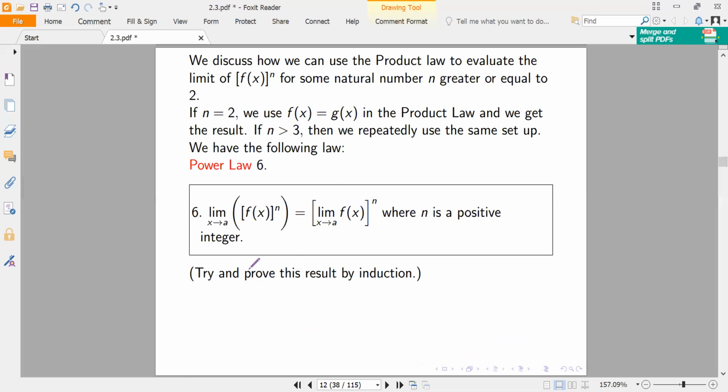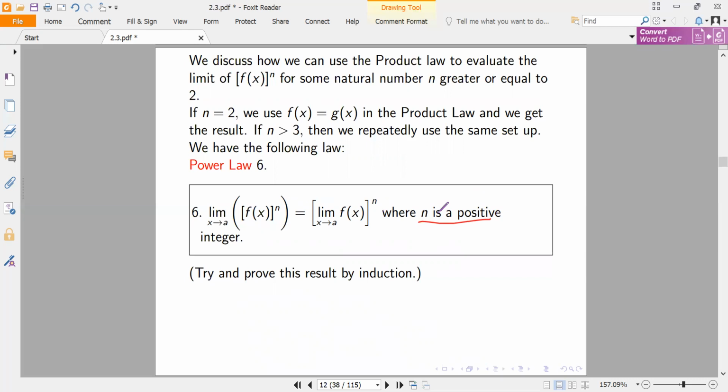So for that, we develop this rule number 6, saying that the limit as x approaches a of f of x to the power n is the same thing as just evaluating the limit of f of x, then raising that answer to the power n. It says where n is positive. I hope you understand why n needs to be positive. Remember that n is an exponent. If it's negative, it means it goes to the denominator.